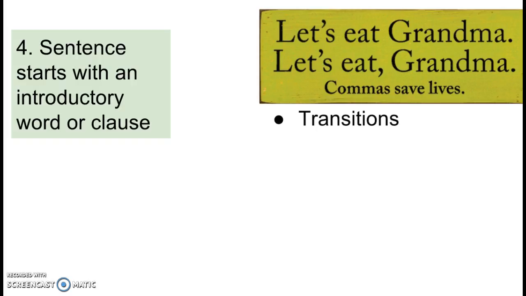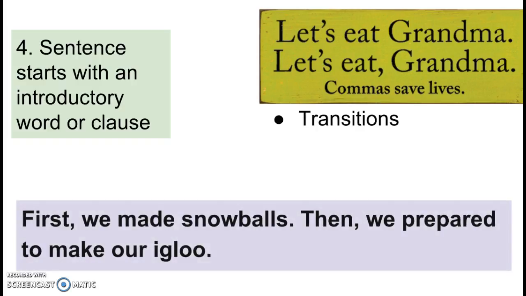Transitions. And a couple of you mentioned this yesterday. Yes, when you start a sentence with a transition, that's an introductory clause. You need a comma after it. First, comma, we made snowballs, period. Then, comma, we prepared to make our igloo, period. Alright, so stop. Make sure you get this definition down. Develop your own original sentence adhering to this rule.